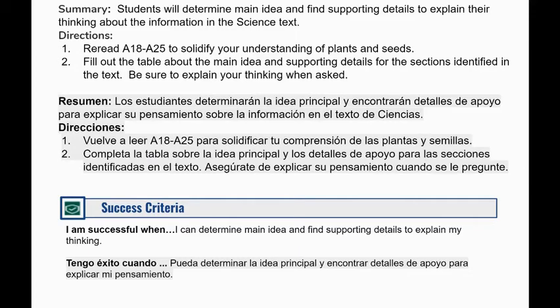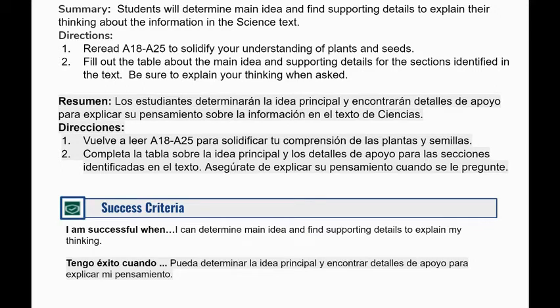For task number 2, students will determine the main idea and find supporting details to explain their thinking about the information in our science book. First, reread pages A18 to A25 to solidify your understanding of plants and seeds. Maybe you want to go back and read that on your own.